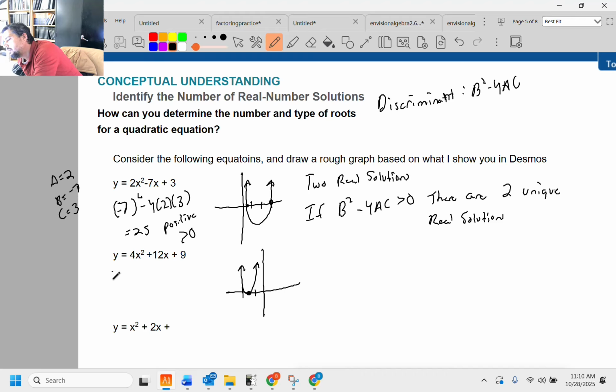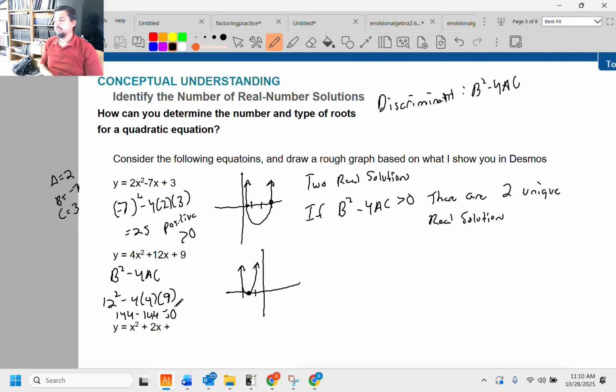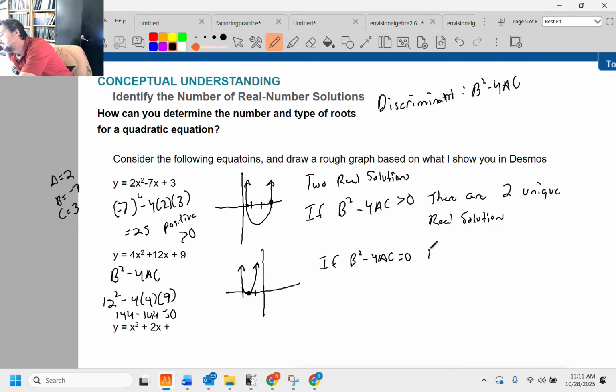Now let's take a look at b squared minus 4ac again. B is 12. 12 squared minus 4 times a, which is 4, times c, which is 9. And that's 144 minus, turns out, 144, which is 0. So this has one repeated solution. This solution actually happens twice, and I'll explain why it happens twice. But if b squared minus 4ac is equal to 0, there is one repeated real solution.